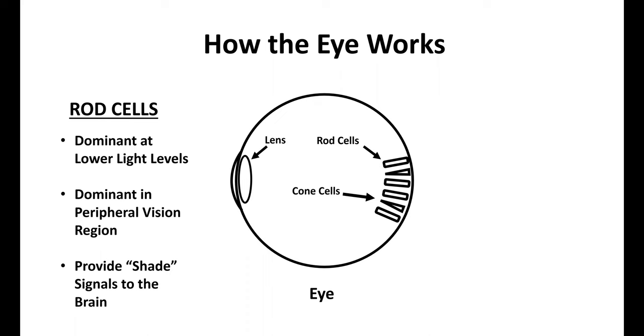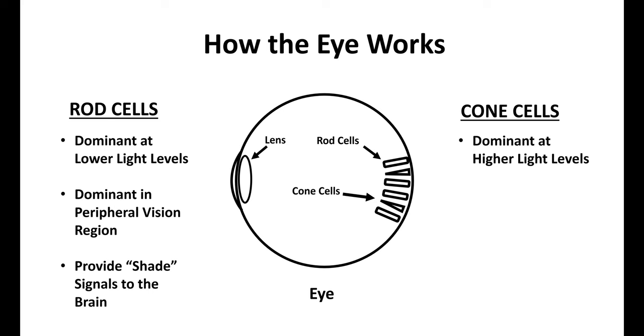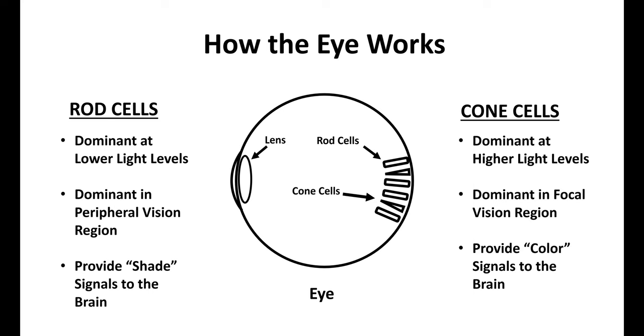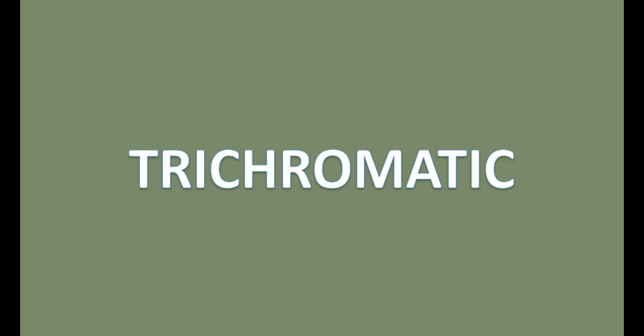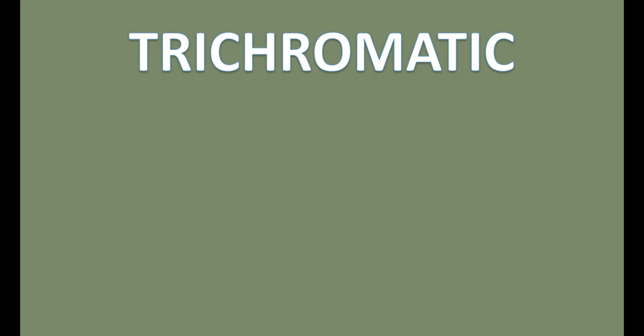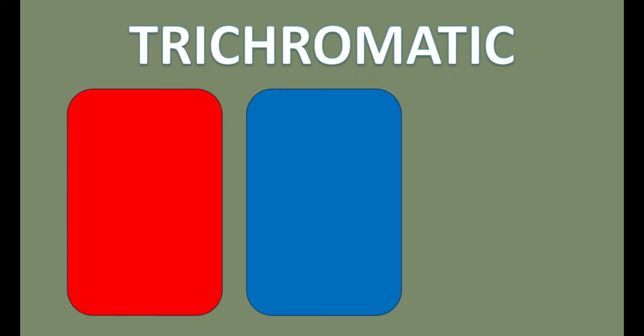In contrast, the cone cells are dominant at higher light levels. They are more dominant in the central or focal region of vision, and they are responsible for the color signals that fish perceive. Both salmon and humans are trichromatic. This means that we have three distinct types of cone cells, each detecting its own distinct color of light. These colors are red, blue, and green.